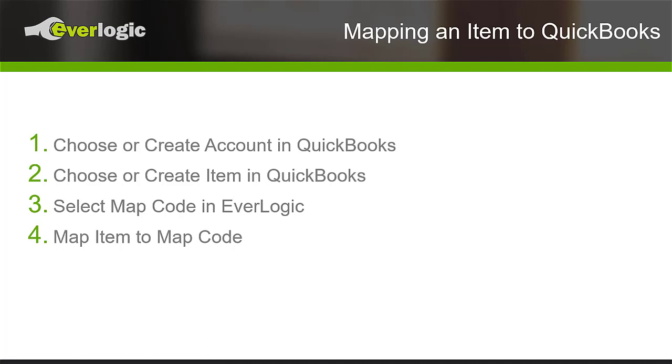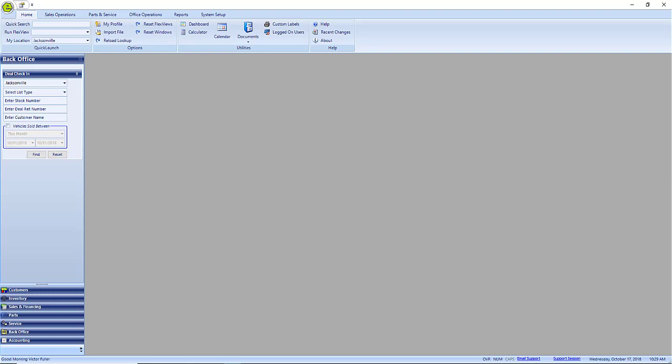Everlogic can be mapped to QuickBooks Online or QuickBooks Desktop. But if you're using QuickBooks Desktop, you will need to have it open on the workstation you are using to map Everlogic to QuickBooks. Let's say you're going to begin accepting PayPal for your online part sales. The first step is to create your payment type.